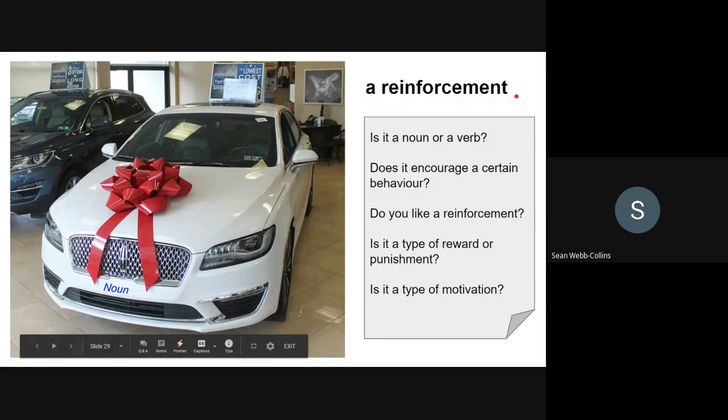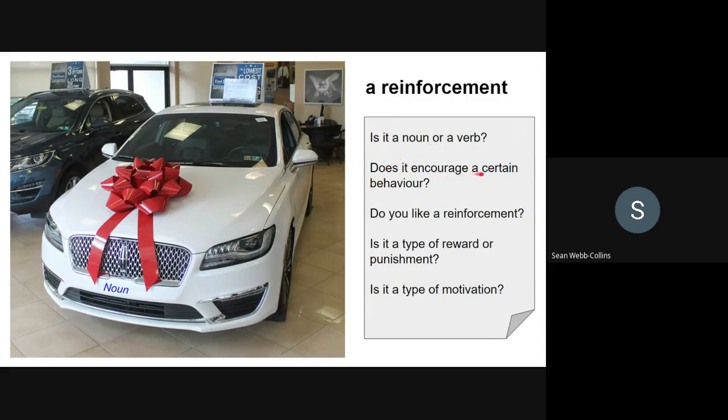A reinforcement. Is it a noun or a verb? Well, if we see an article before a word, then there's a good chance it'll be an adjective or a noun. In this case, we don't have the option of an adjective, so a reinforcement must be a noun.